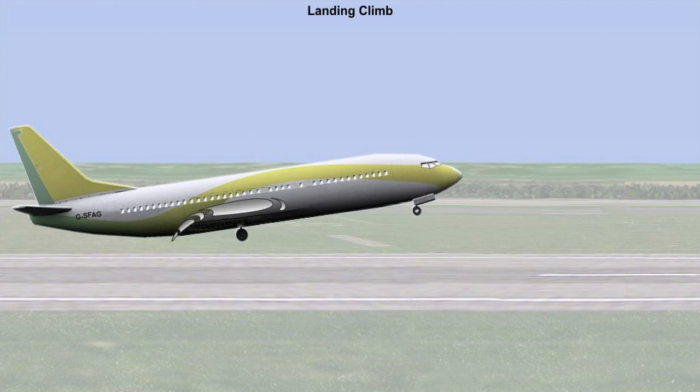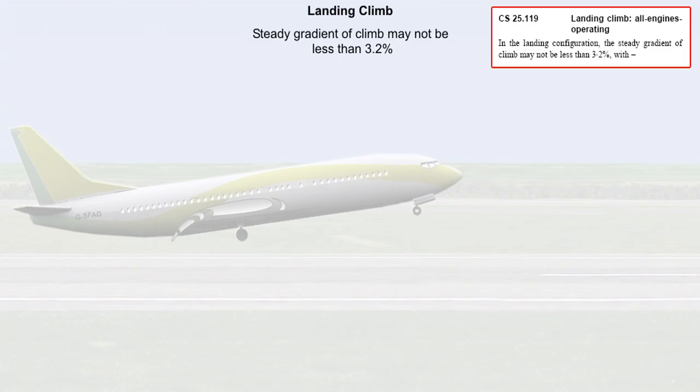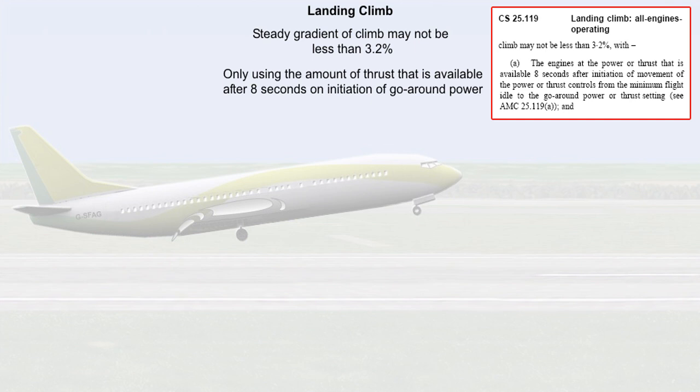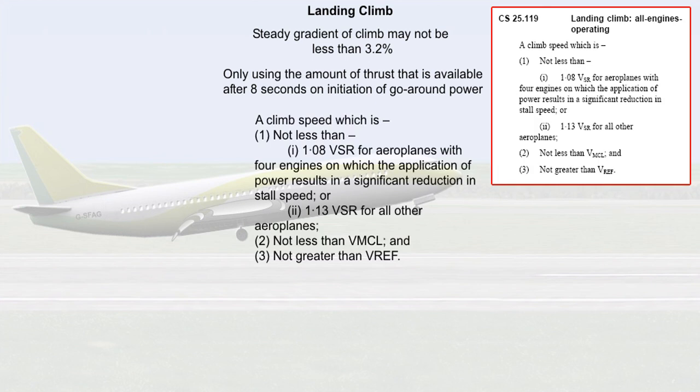This requirement is intended to guarantee adequate performance to arrest the descent and allow a go-around from the final stage of a landing. The regulations state that the steady gradient of climb may not be less than 3.2%, with both engines operating, but only using the amount of thrust that is available after 8 seconds on initiation of go-around power. The speed used in the climb cannot be less than either 1.08 VSR for 4-engine aeroplanes or 1.13 VSR for all other aeroplanes, and a speed not less than VMCL and not greater than VREF.